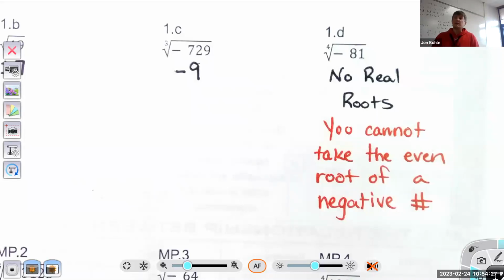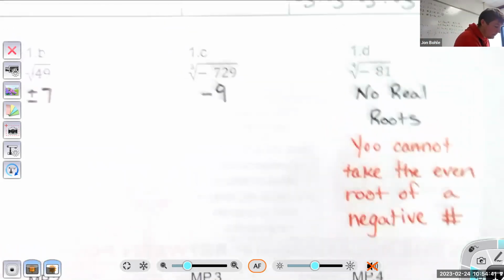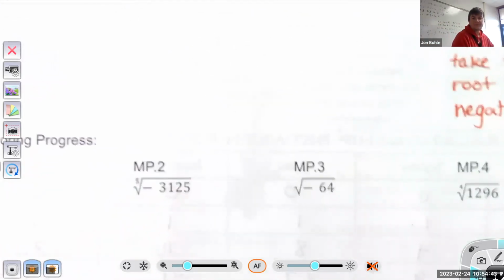So make sure you really focus on, is it positive? Is it negative? Or is it positive and negative? Let's try monitoring progress 1 through 4 below. And then you can check it off with my answers here in a moment.